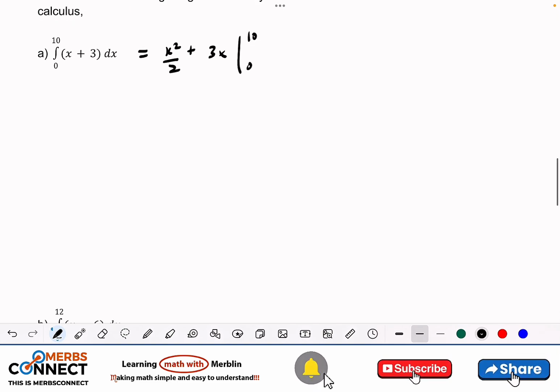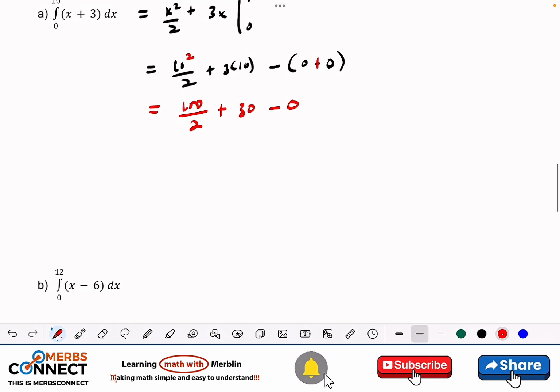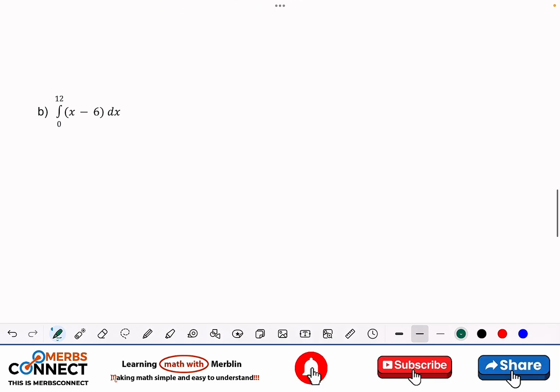So basically the same thing. This is like 10 squared divided by 2 plus 3 times 10 minus 0 minus 0. And this is going to give us, this is squared, 100 divided by 2 plus 30 minus 0. This one is supposed to be plus. This is 50 plus 30, and this is going to give us 80. Let's do the last one here. Then we are going to do the last set of questions.